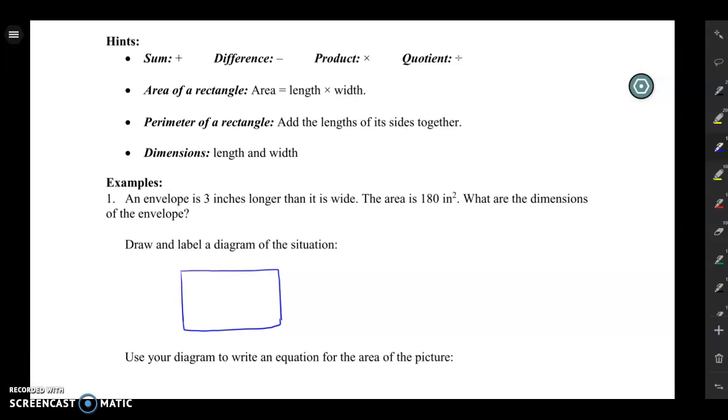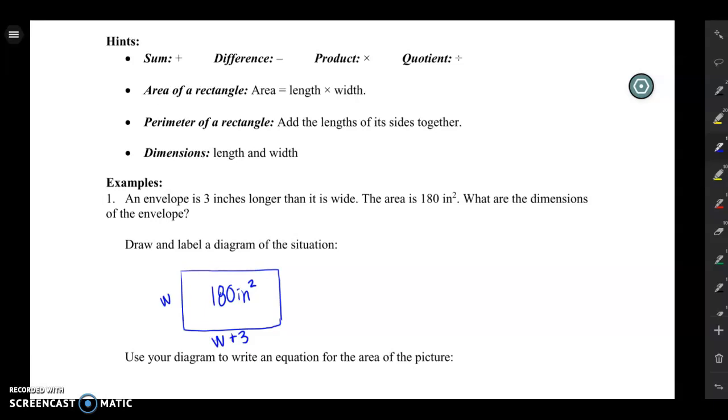So it's 3 inches longer than it is wide. And then the whole area is 180 inches squared, or square inches. Now I need a way to represent the length and the width. I don't know what they are, but I'm going to call this W, which is the width, or the shorter side. And the length is 3 inches longer than it is wide. So this bottom part is going to be whatever the width of my rectangle is, plus 3. So it's got 3 extra inches compared to the other side.